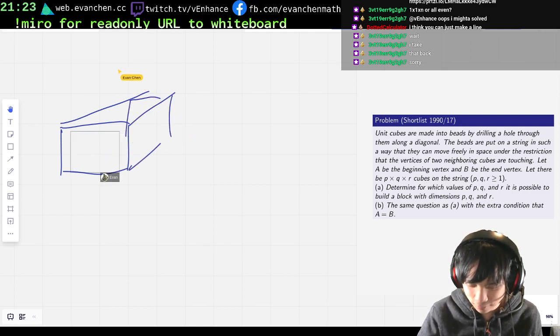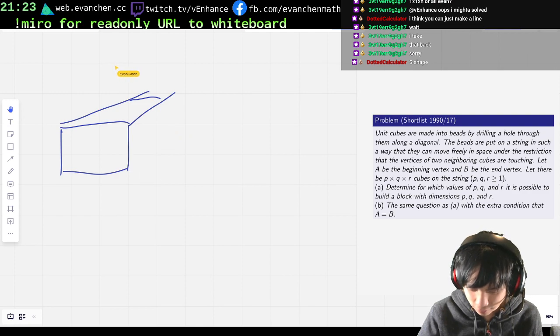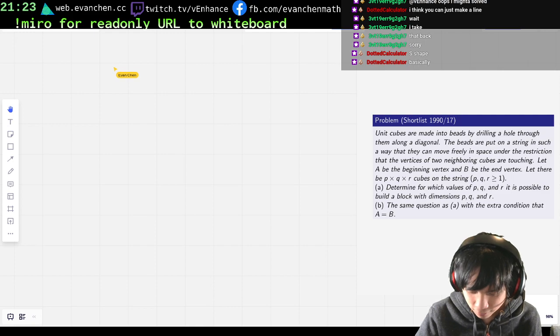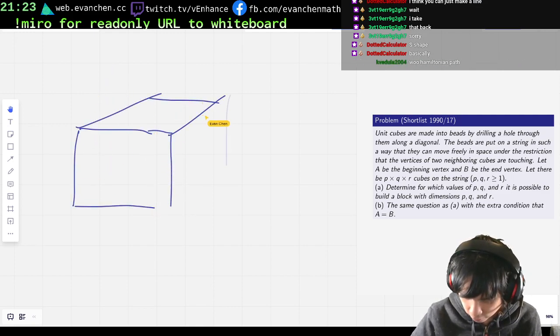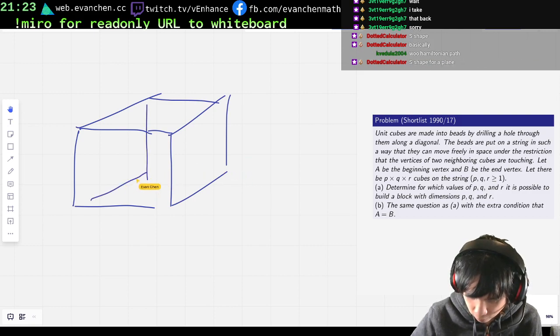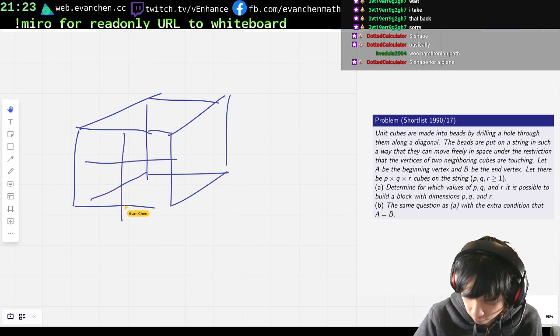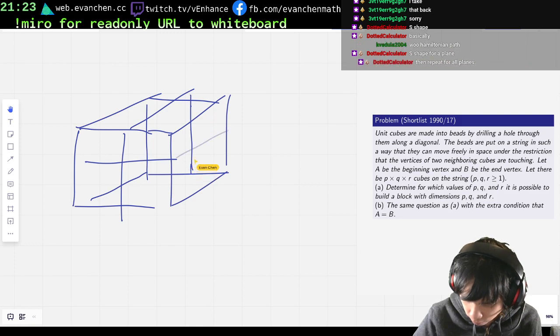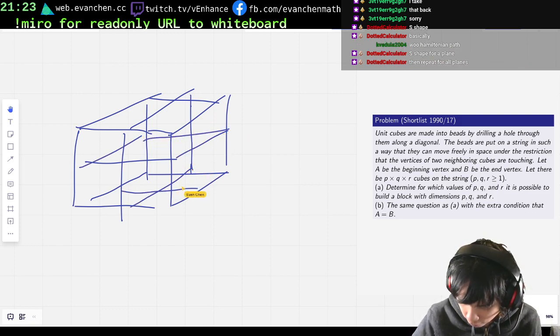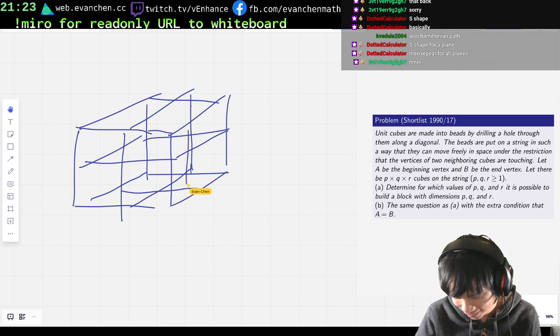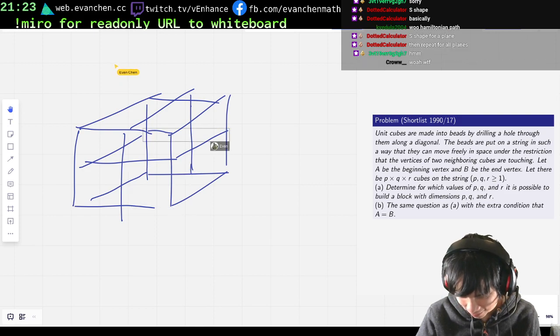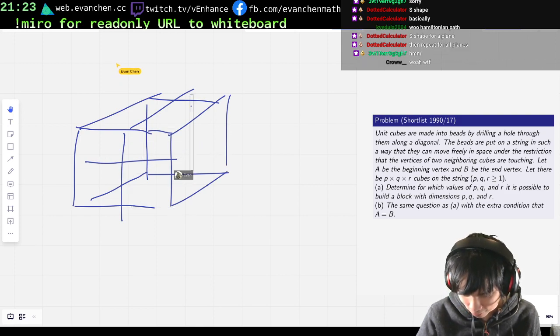Oh no. How do you draw this? Oh, I got this, man. I give up. How do you draw cubes?